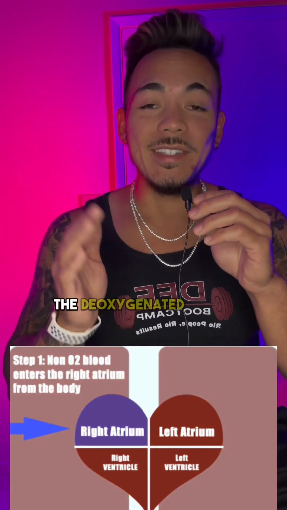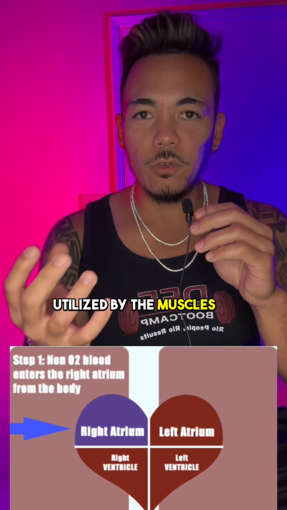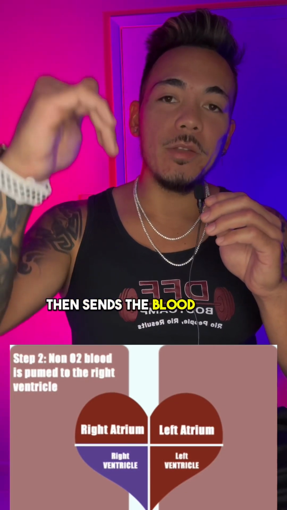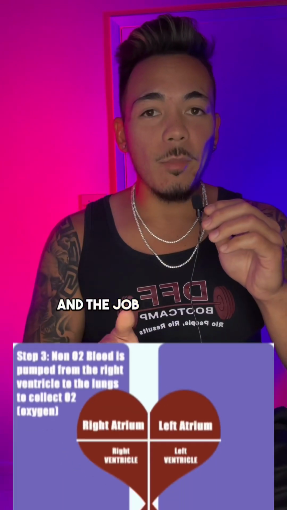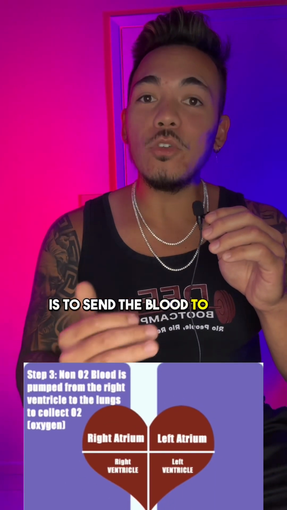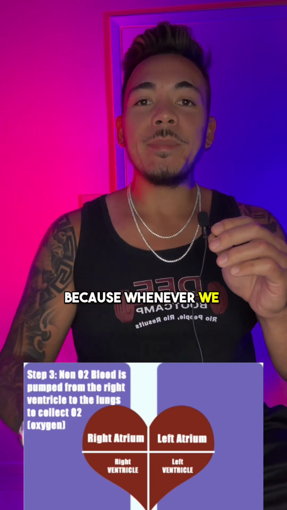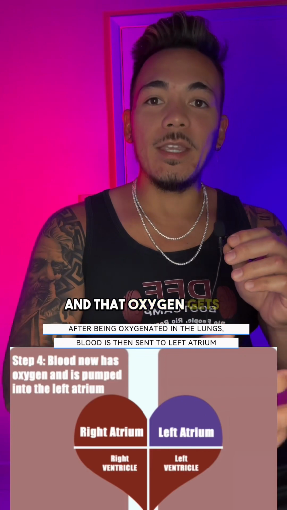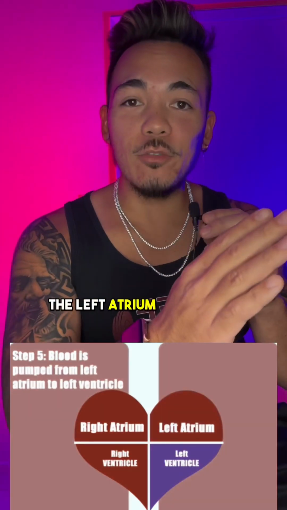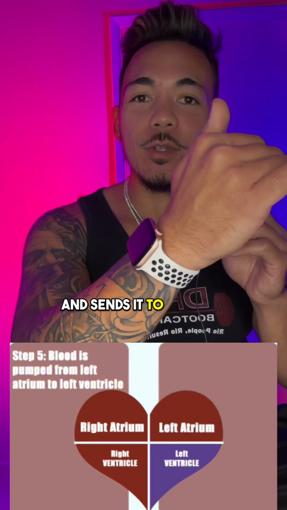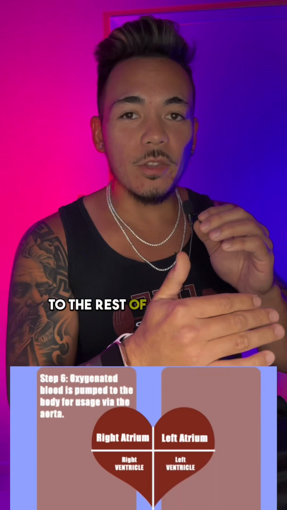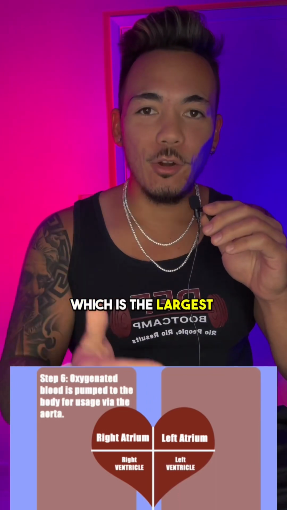All right, so step one, the deoxygenated blood that's been utilized by the muscles in the body enters the right atrium. The right atrium then sends the blood down to the right ventricle. And the job of the right ventricle is to send the blood to the lungs to pick up oxygen, because whenever we inhale oxygen from the environment, we pick up oxygen, and that oxygen gets enriched into the blood. The left atrium then takes the oxygenated blood and sends it to the left ventricle. The left ventricle then sends the oxygenated blood to the rest of the body via the aorta, which is the largest artery in the body. And this is a continual process.